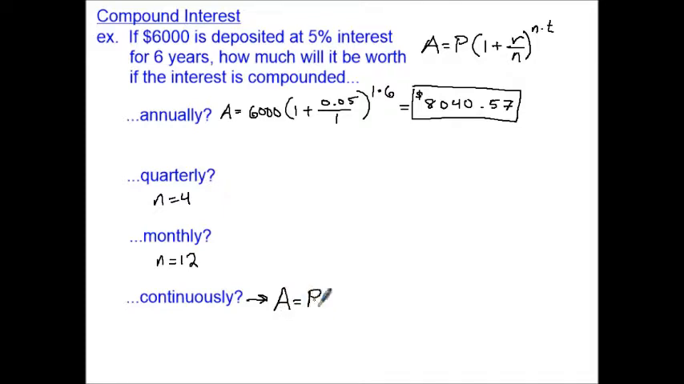So A equals P to start with, and then actually the number E takes over and ends up taking R times T as its power. I like to call it PERT. But anyway, that's the way you can do continuously.